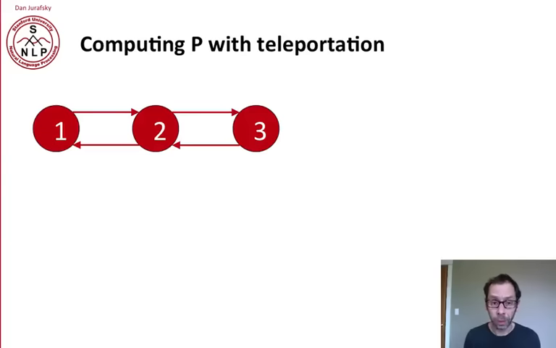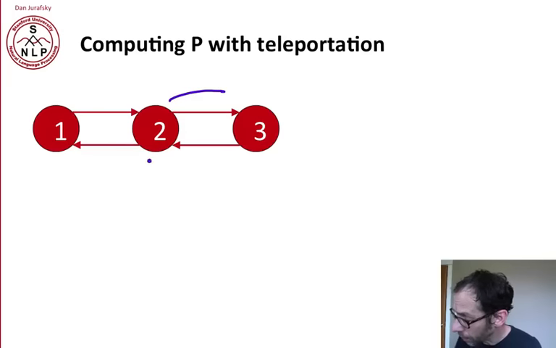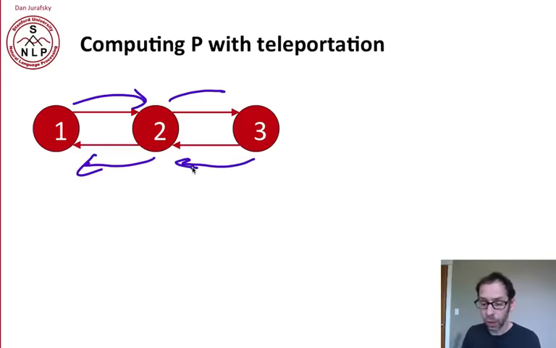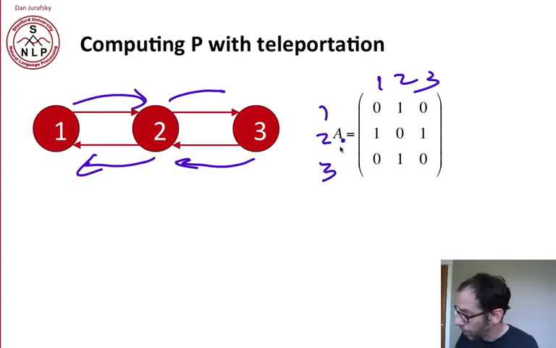Let's look at an example. Here we have another little sample of the web, a little mini web with only 3 nodes: node 1, node 2, and node 3. In the adjacency matrix A for this example, from node 2 we can get to node 3 and node 1. From node 1, we can only get to node 2. And from node 3, we can get to node 2. So here's our adjacency matrix, with rows 1, 2, 3 and columns 1, 2, 3. From node 2, we can get to nodes 1 and 3. From node 3, we can get to node 2, and so on.